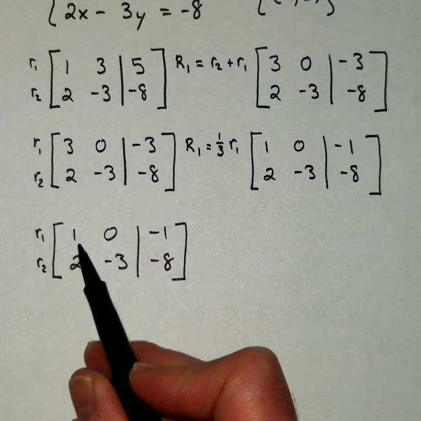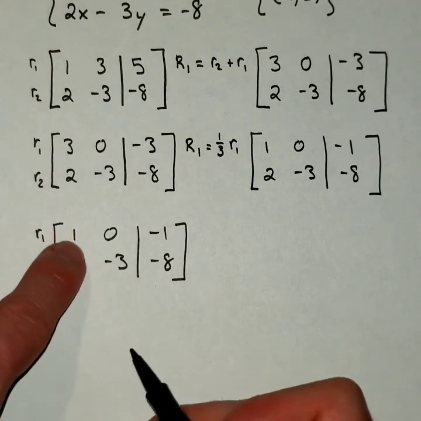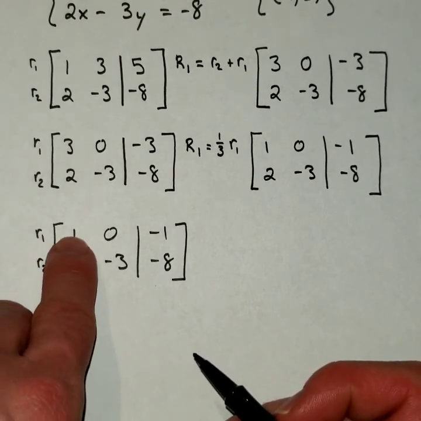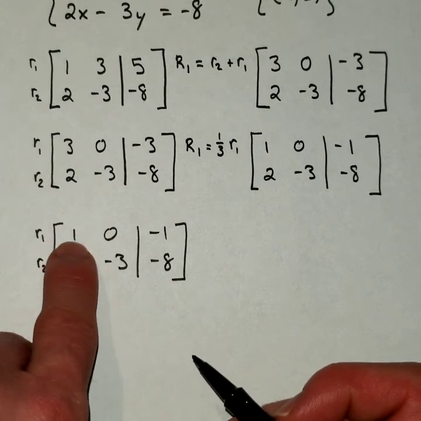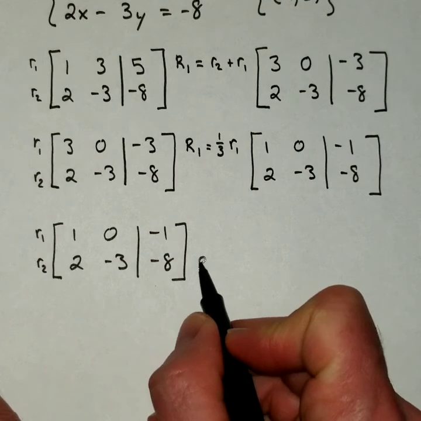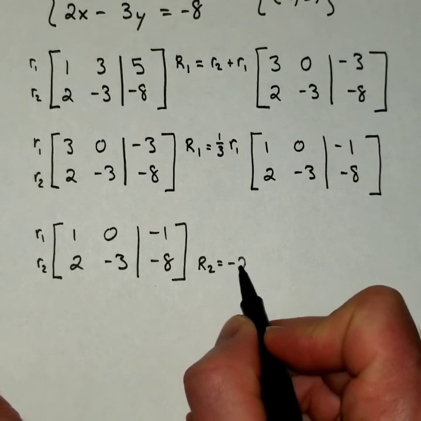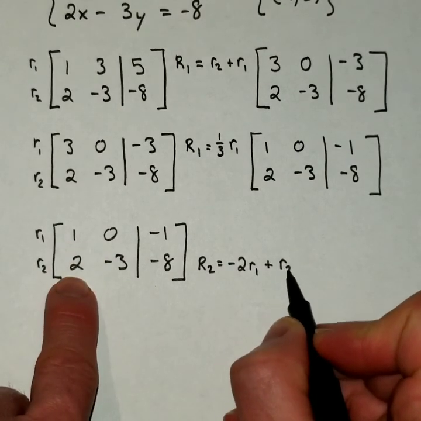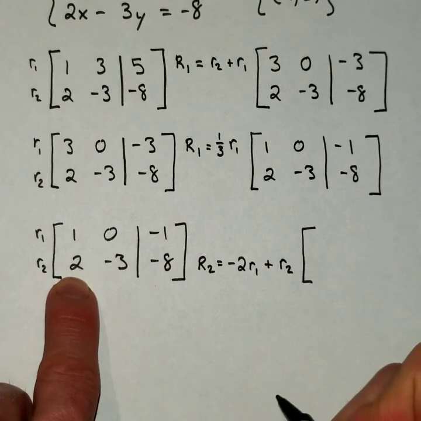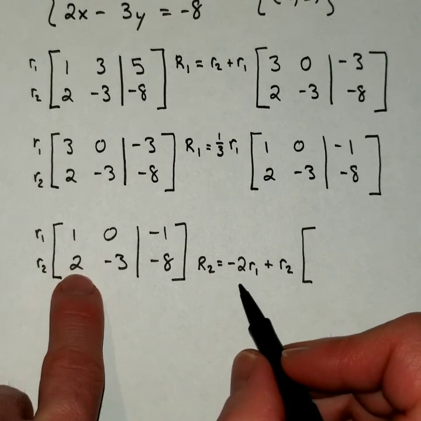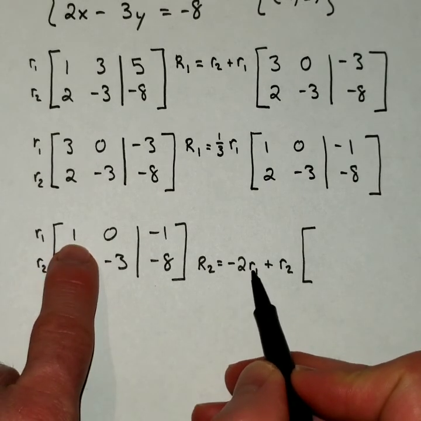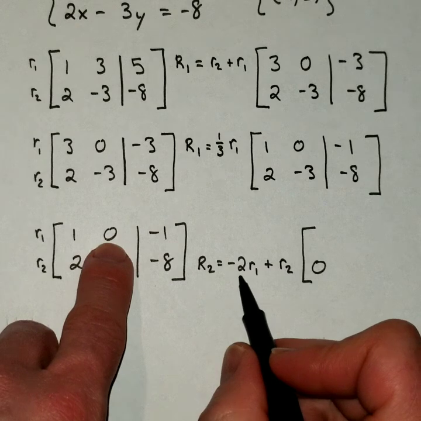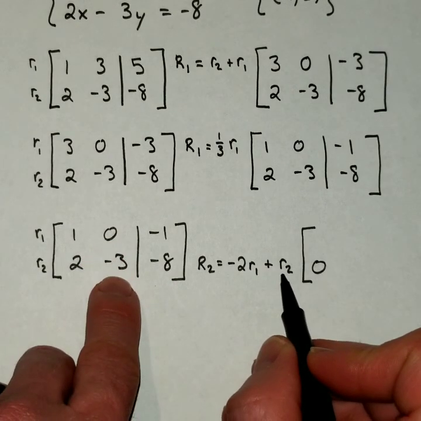To do that, I'm going to take a negative 2 times the first row and add it to the second row. Remember, with the elimination method, I need these to be opposites to get a 0. So I'm going to make this opposite. So my new row 2 is going to be negative 2 times row 1, plus row 2. Okay? So this bottom row then, negative 2 times 1 is negative 2, plus 2 is 0. Negative 2 times 0 is 0, plus negative 3 is negative 3.